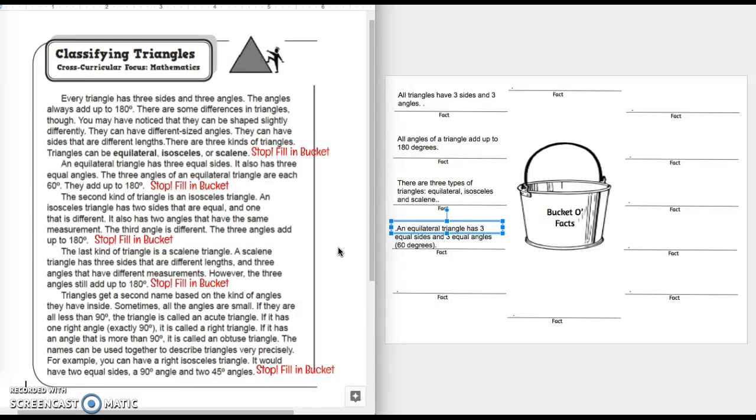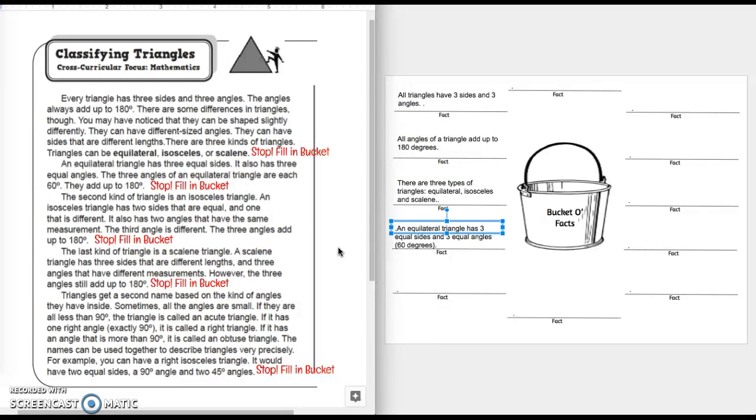The next paragraph states, the last kind of triangle is a scalene triangle. A scalene triangle has 3 sides that are different lengths and 3 angles that have different measurements. However, the 3 angles still add up to 180 degrees. Now stop and fill in your bucket.